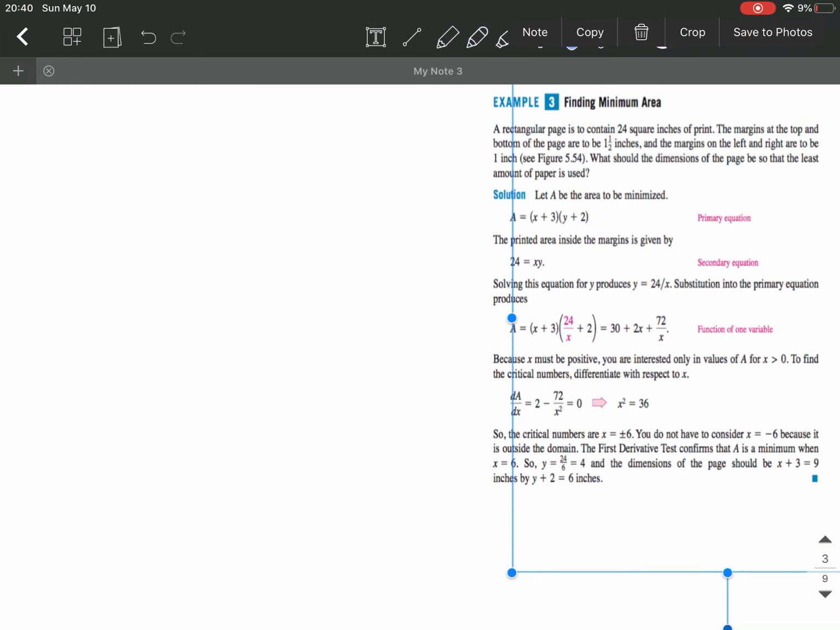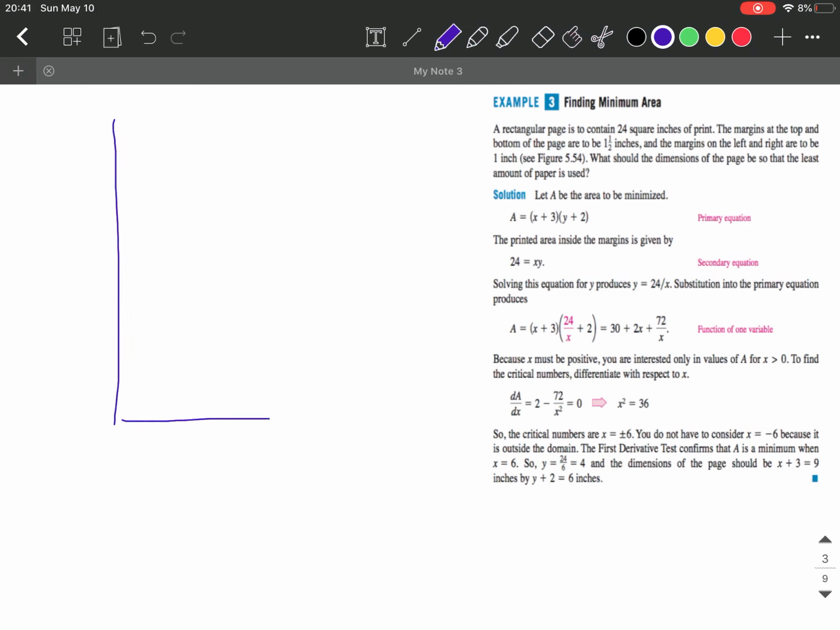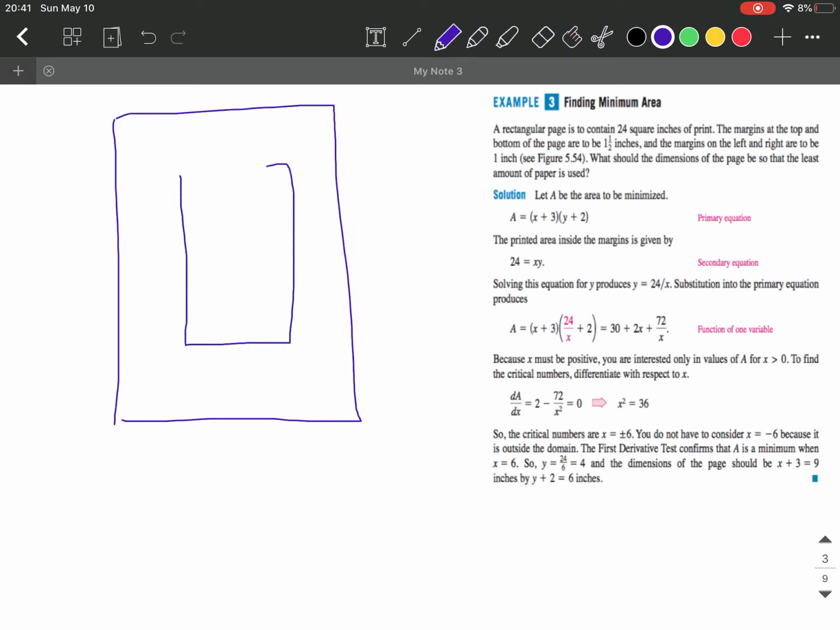You would have to draw it, and you would have to figure out what it is that they want you to do. So what you have is a large piece of paper with an area of print in here. I want to use their same variables so we don't get confused when we're checking. X was the height and Y was the width. So X was this dimension inside here and Y was this one here.